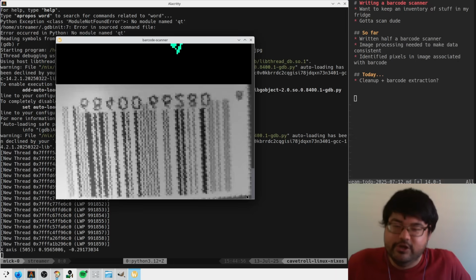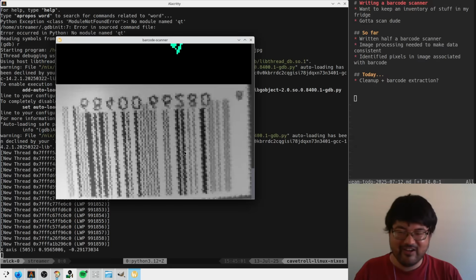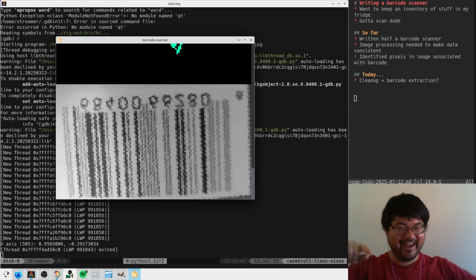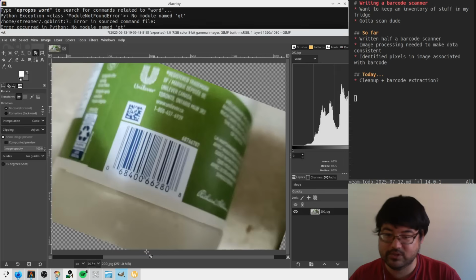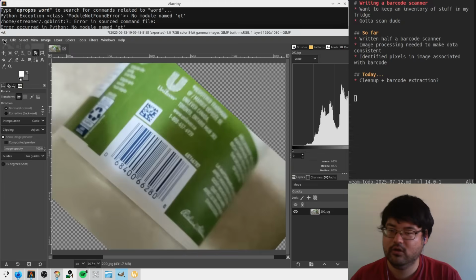Let's go, dude. Let's go. Look at that. That's an extracted barcode. So we go from here. Okay, let's try rotating it a little bit more, and run it again.